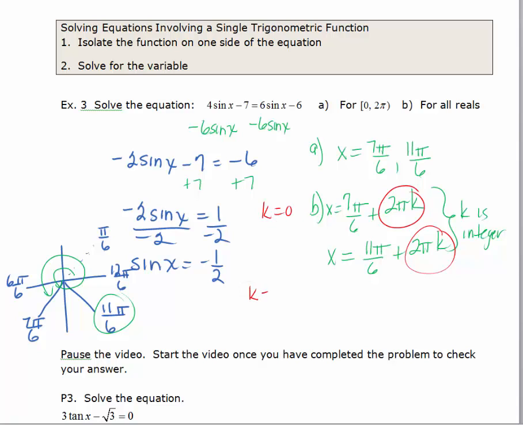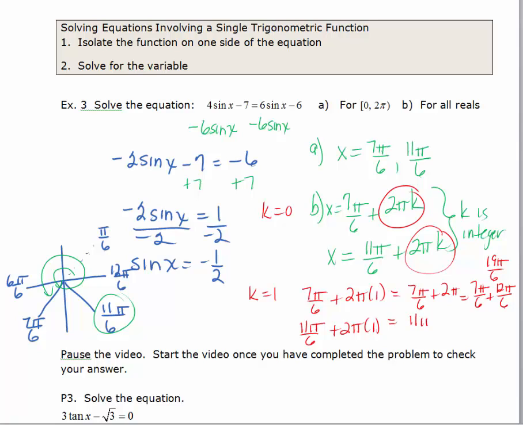If k equaled 1, we would substitute 1 in for k. We would get 7 pi over 6 plus 2 pi, or 7 pi over 6 plus 12 pi over 6, or just 19 pi over 6. That would be another solution. And the same thing, we'd have 11 pi over 6 plus 2 pi, or 11 pi over 6 plus 12 pi over 6, which is the equivalent, which would give us 23 pi over 6.